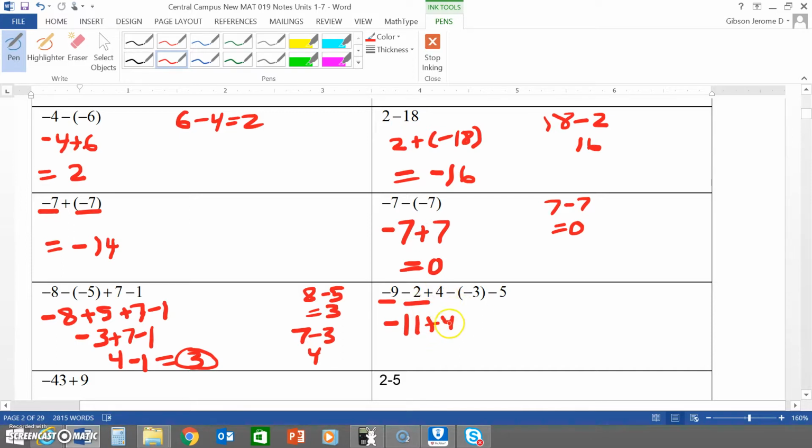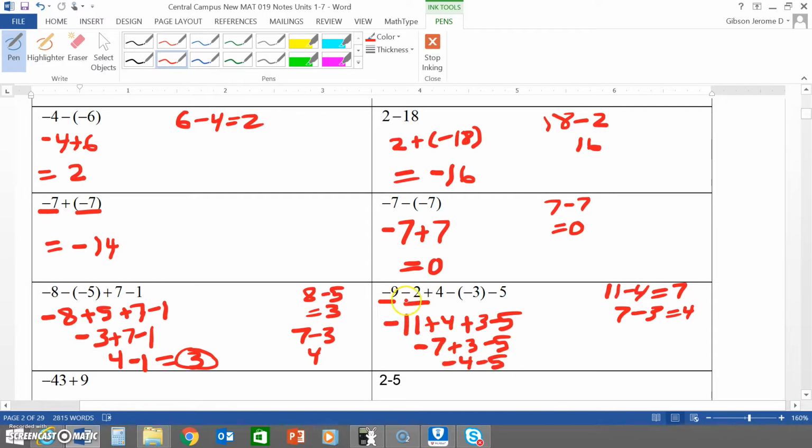And then we'll bring down our plus 4, minus a negative 3 will become positive 3, minus 5. Now, we have negative 11 plus 4. That's the same as saying 11 minus 4, which is 7. But since 11 is the larger number and it has a negative sign, this will be negative 7 plus 3 minus 5. Now, negative 7 plus 3, again, this would be 7 minus 3, which is 4. And since 7 is the larger number and negative, it would be negative 4 minus 5.